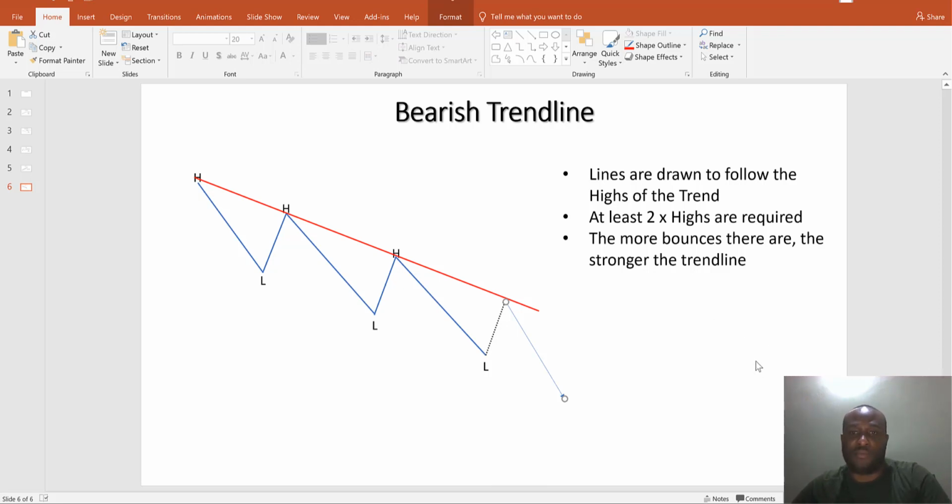So just like in the bullish trend line situation, you need at least two highs to draw your trend line, and the more bounces you have off that line, the stronger the trend line.